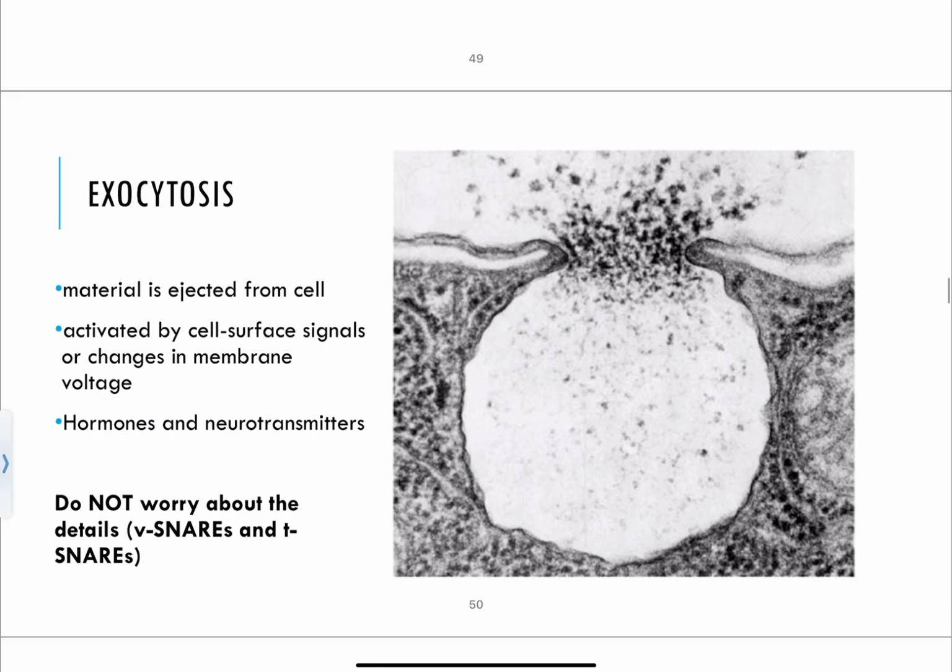And then the final thing we need to talk about is exocytosis, and that's the opposite of endocytosis. We're taking something that's from within the cell and basically ejecting it or spewing it outside of the cell. This can be activated by a bunch of cell surface signals or even changes in the membrane voltage, hormones, and neurotransmitters. Not so important, and definitely do not worry about v-SNAREs and t-SNAREs that your textbook goes into. That's definitely too much information for A&P 1.